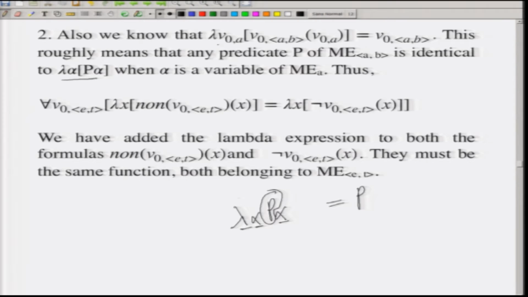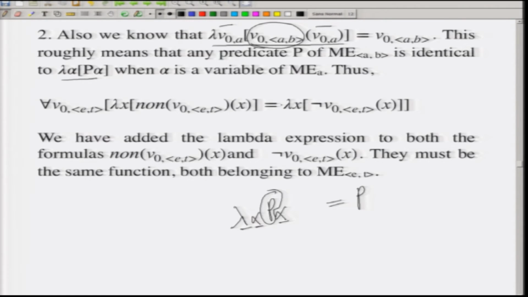So we know that this is the same variable. So basically you are defining this part. We know this. Now what we do is we also know that we just add lambda expressions to both formulas, and then what happens? Now they are equivalent. They are not equivalent, they are identical. Of course, any two things that are identical are also equivalent, but this is a case of identity.